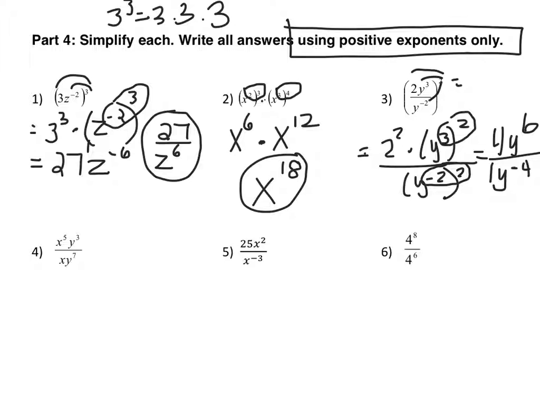Dividing your coefficients, 4 divided by 1 is 4. When you're dividing, you subtract the exponents. Be careful, this is not 6 minus 4. You do the top minus the bottom. 6 minus negative 4 is really 6 plus 4, or y to the 10th. 4y to the 10th was the final answer there.